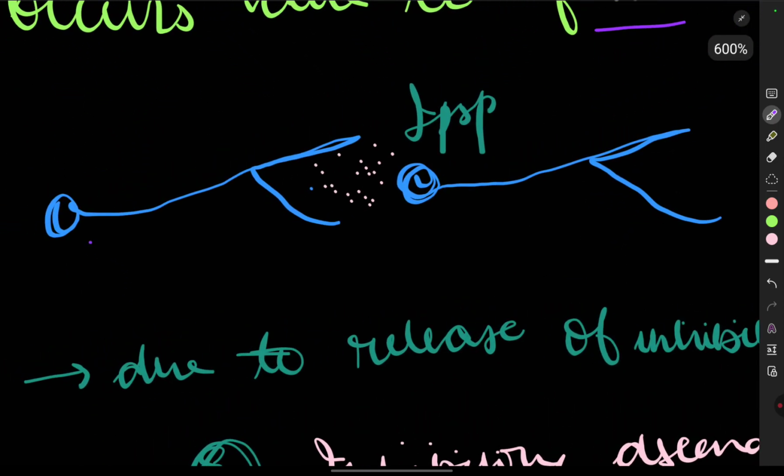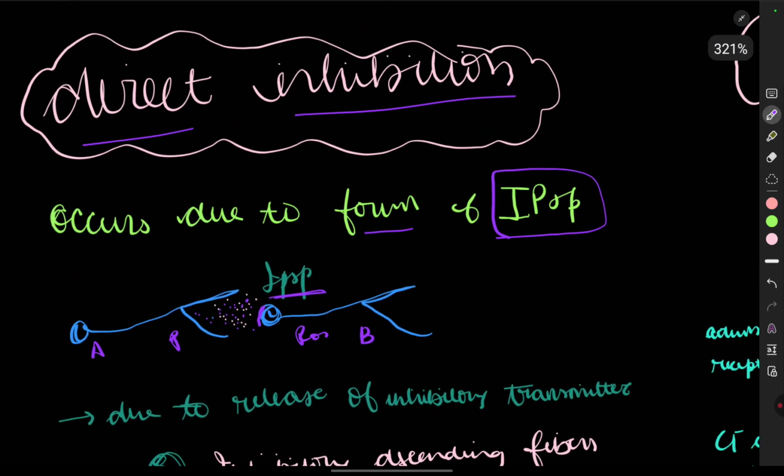See, if this is neuron A and this is neuron B, and this is the neurotransmitter, it is getting transmitted to the membrane of the postsynaptic neuron. So IPSP will occur. It is direct. The neurotransmitter from the presynaptic neuron is getting transmitted to the postsynaptic neuron directly, so it is called direct inhibition.